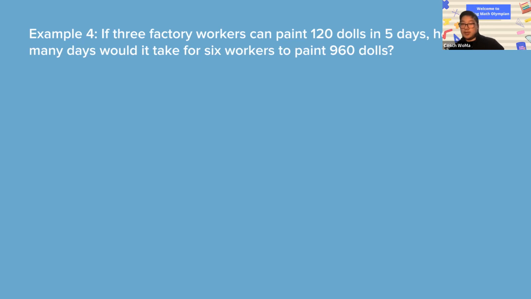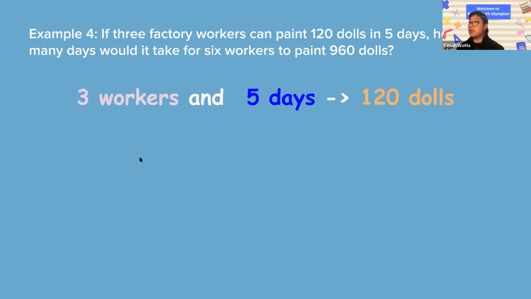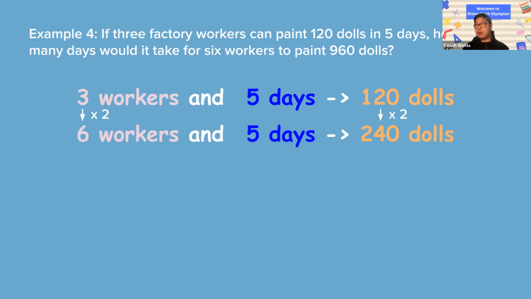Okay, so let's go over this one. I'm going to go over the method that I gave before. You know that with 3 workers in 5 days, they make $120. The question is, how many days would it take for 6 workers to make $960? If you were to double the workers to 6, you know that it would be $240, right? So double the amount of workers, you have double the amount of dollars. Now you at least have the 6 workers in common, and the $240 is not the same as 960, right?